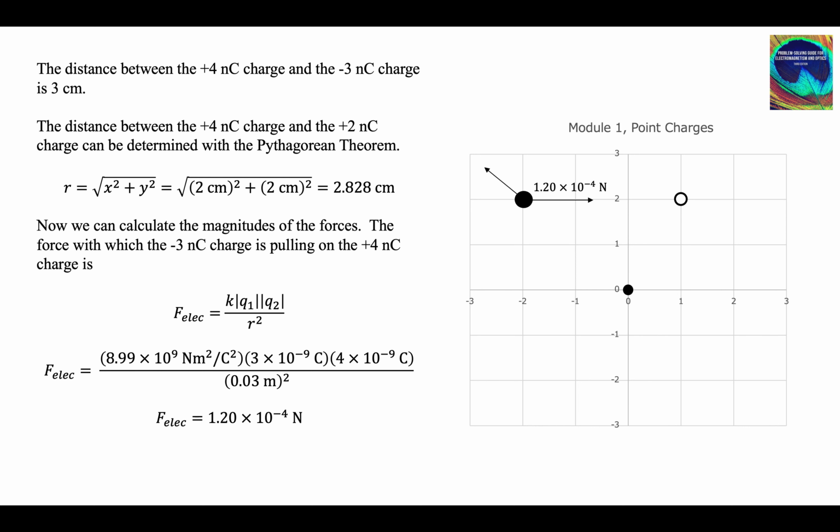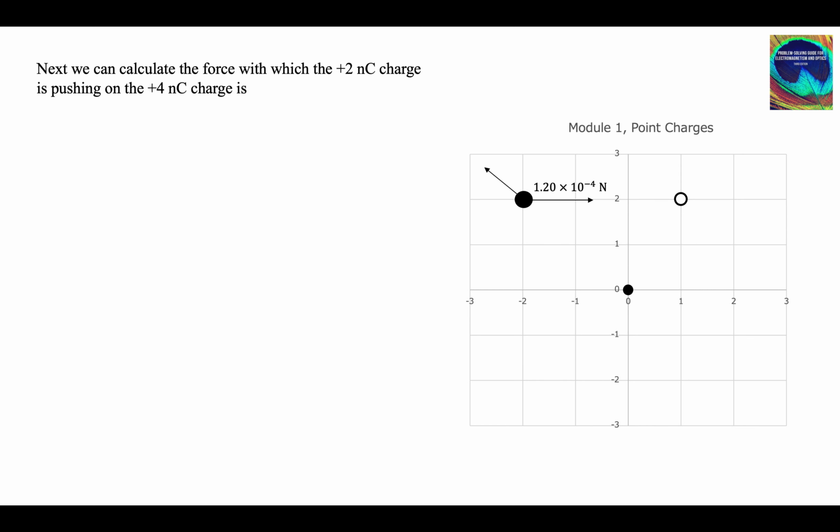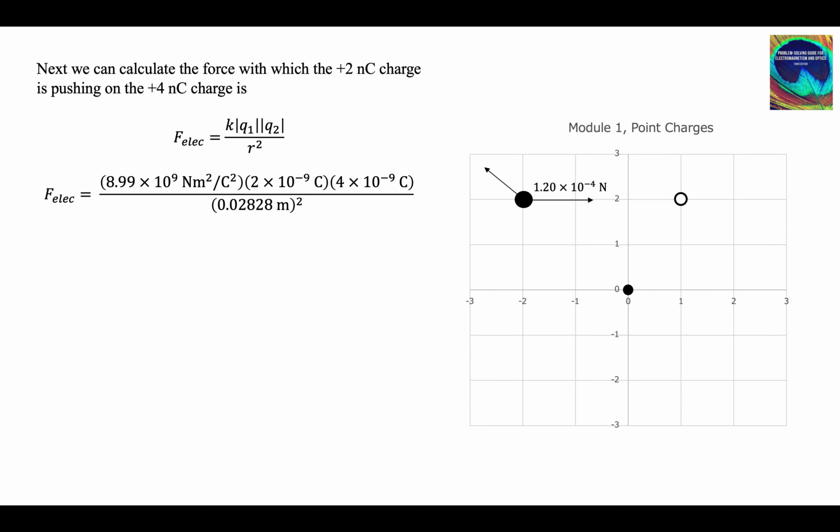Now we can get the other length. The 2 is pushing on the 4. I have 2 nanocoulombs, 4 nanocoulombs, and there's the distance in units of meters. Punching the buttons on a calculator gives me 8.99 times 10 to the minus 5th, and I want to put that on the diagram as well.